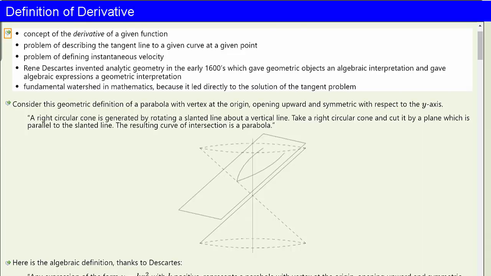The tangent problem, which in Western civilization dates back to the ancient Greeks and possibly earlier, asks how to determine the tangent line to a given curve at a given point. René Descartes invented analytic geometry in the early 1600s, and this revolutionized mathematics, since it gave geometric objects an algebraic interpretation and simultaneously gave algebraic expressions a geometric interpretation. This was a fundamental watershed in mathematics because it led directly to the solution of the tangent problem.